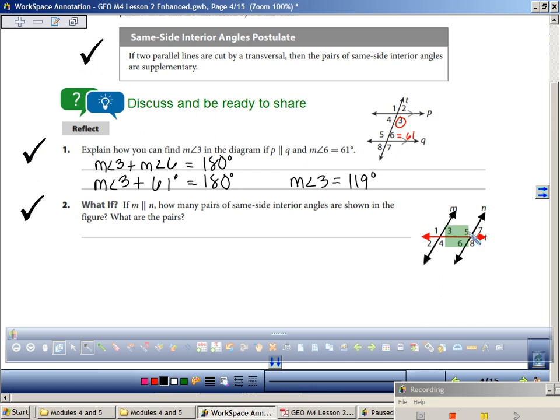Okay, Heaven is saying 3 and 5. What do you guys think? Thumbs up or thumbs down? Thumbs up or thumbs down? I want to see it. Let's see it. Good. General consensus says 3 and 5 are same side. Can somebody give me another angle pair that's same side? Tyler? 4 and 6 are also same side interior angles. So we have 2 pairs. Okay, if 3 and 4 aren't same side interior angles, what would we call 3 and 4?